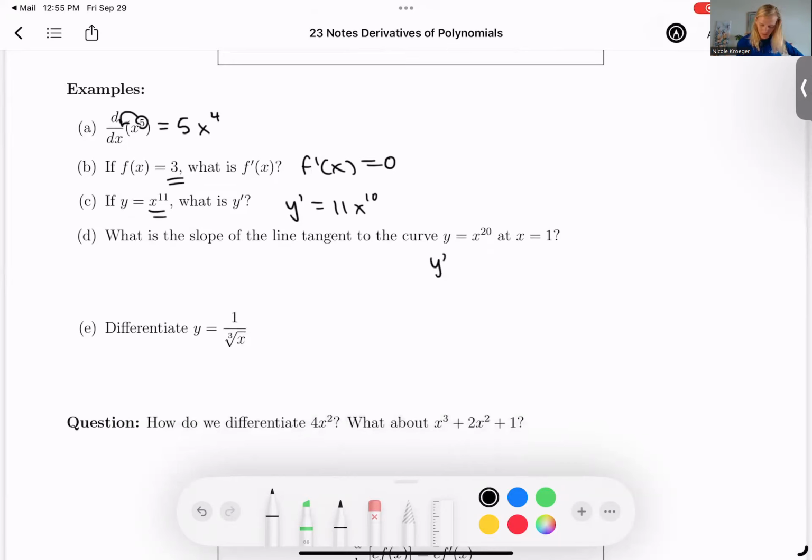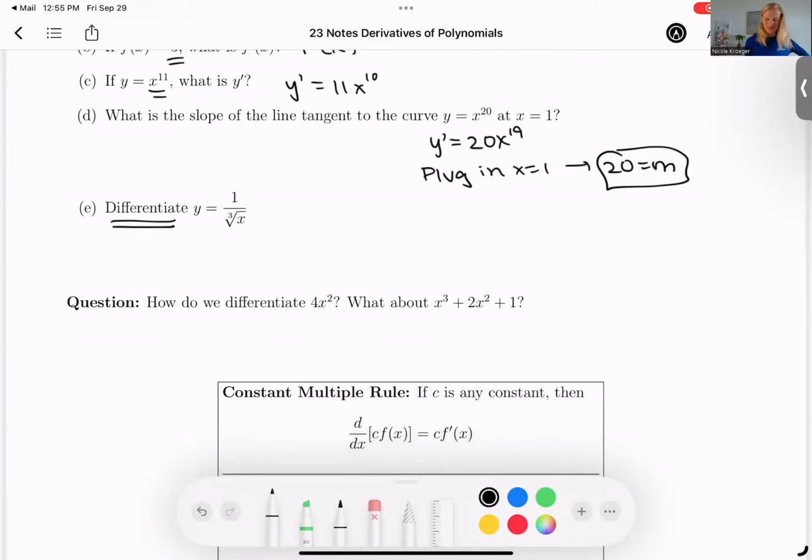Slope of the tangent line is the same thing as asking for the derivative at that point. So we're going to find y prime, which is going to be 20x to the 19th. And then we want the slope at x equals 1. So we plug in 1, and that will give us 20 out. So that is our slope at that point.